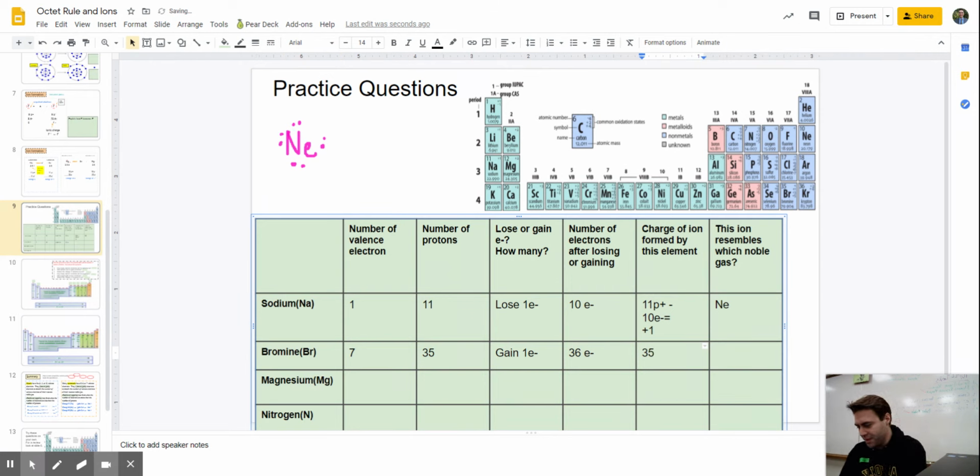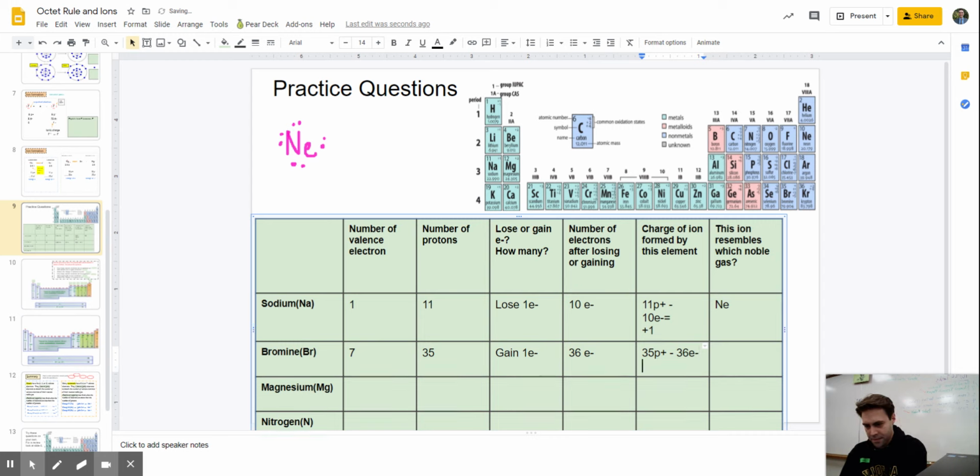35 P pluses for protons, subtracted from 36 E minuses, and you get a charge of -1, or just a negative charge. Okay? Now what does this ion represent, which noble gas? Well, it looks just like krypton, Kr, because krypton also has 36 electrons.